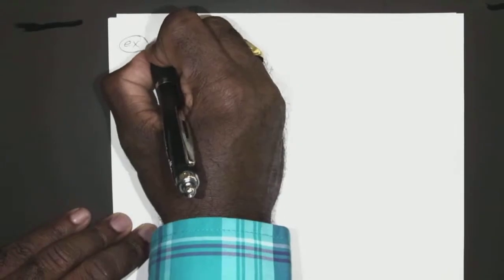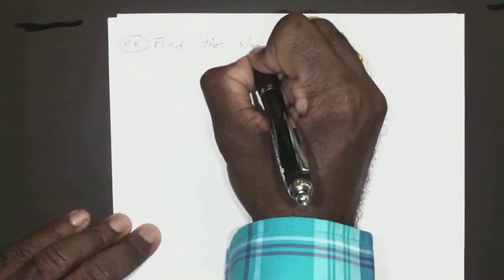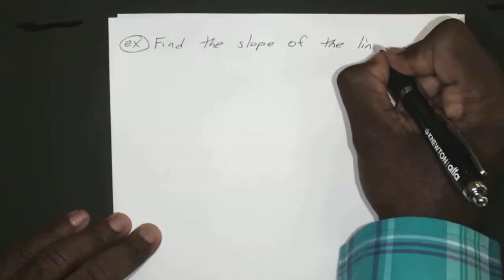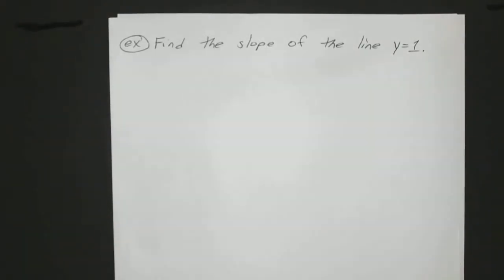Okay, so let's say we wanted to find the slope of the line y equals 1. Whenever you have x equals something or y equals something, those are the easiest to graph, simply because y equals any number is just a horizontal line going through that number, and x equals any number is just a vertical line going through that number.